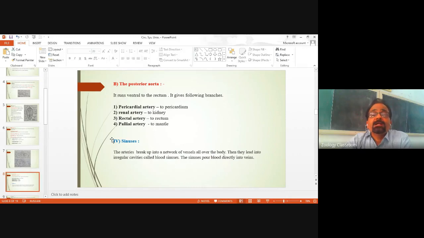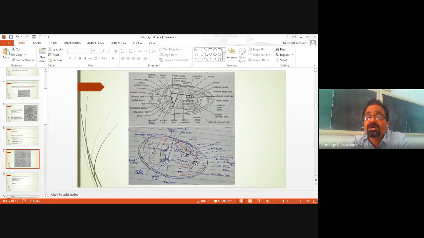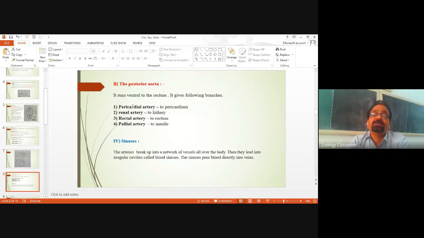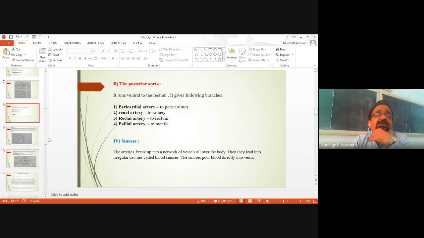And then finally, as I had mentioned earlier, the posterior aorta is also supplying blood to the mantle in the form of the perineal artery. So here is the larger artery which breaks down again into capillaries, and this is the posterior perineal artery, which is also visible here. Yes, this is the posterior perineal artery. So this is the entire posterior aorta giving these four different branches.